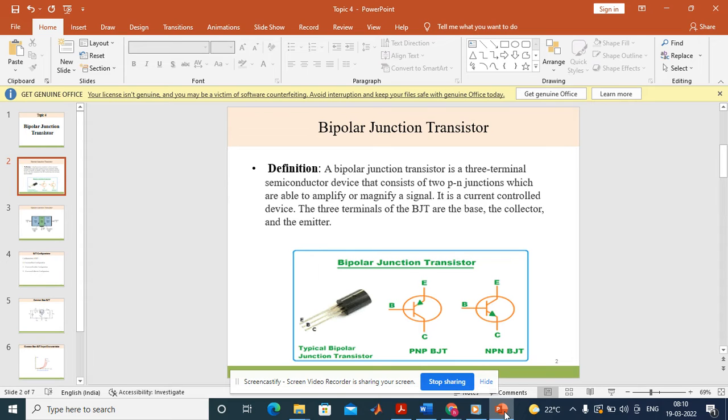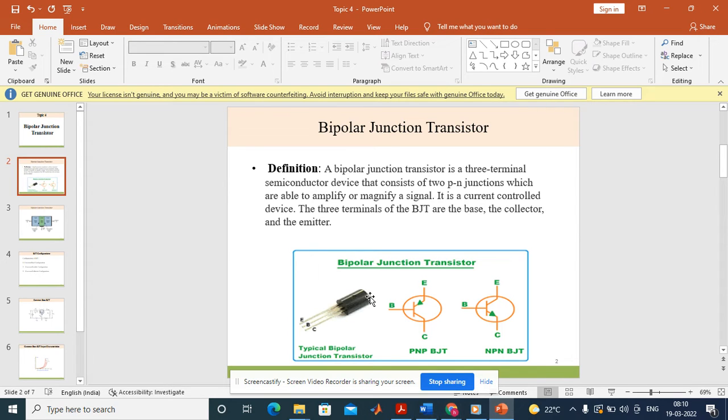We have three types of materials: P-type, N-type, and P-type material, using which this BJT is constructed, and it consists of two PN junctions which are able to amplify a signal. It is a current control device, and the three terminals of the BJT are base, collector, and emitter.